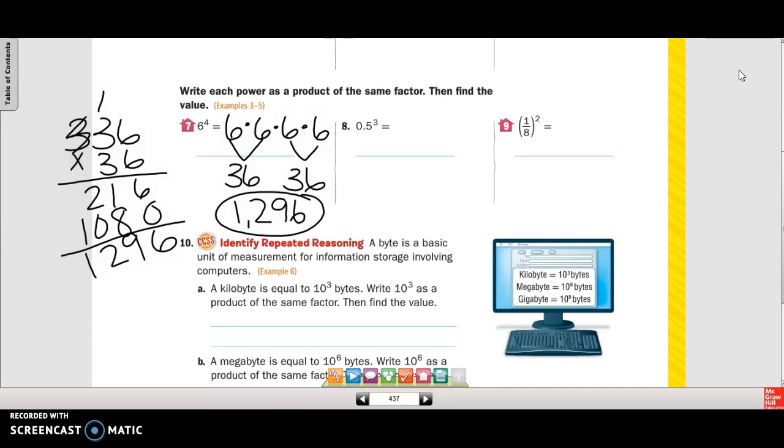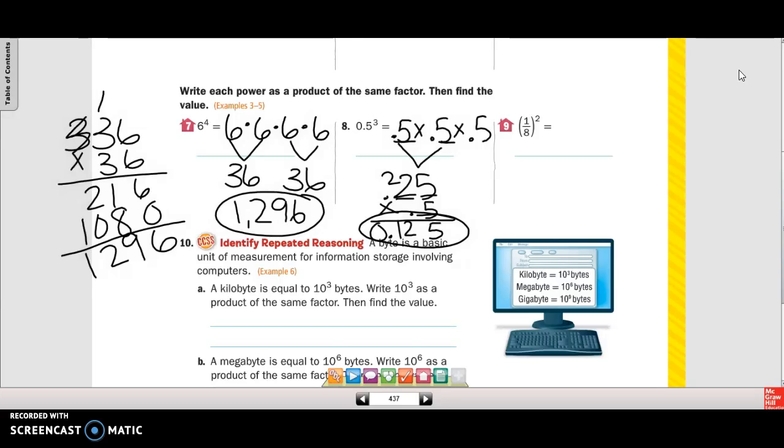We'll look at number 8. We have 0.5 to the third, so that means we're going to do 0.5 times 0.5 times 0.5. 5 times 5 is 25, and there's 2 spots behind the decimal, so we're going to put our decimal there. And then we need to multiply by 0.5. And there's 1, 2, 3 spots. So it's going to be 0.125.